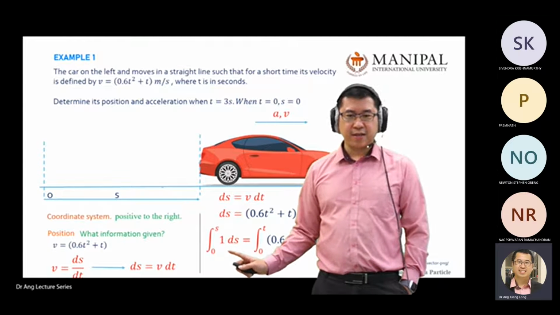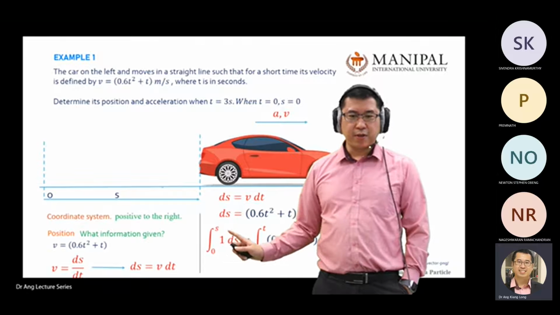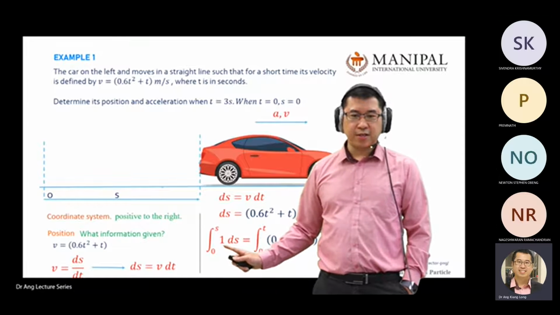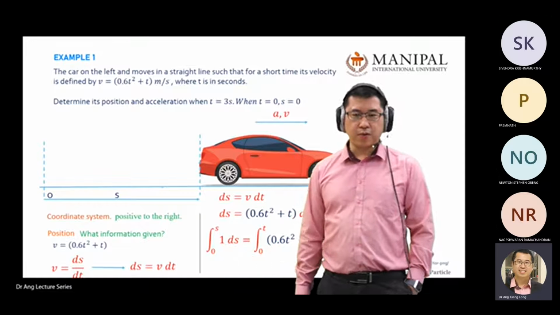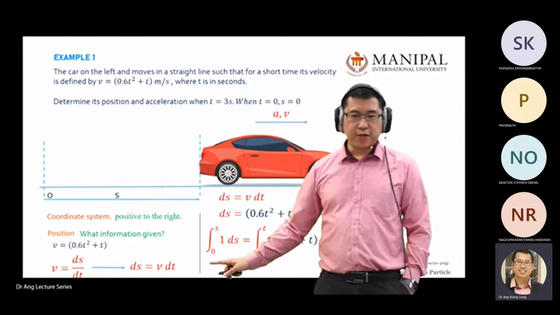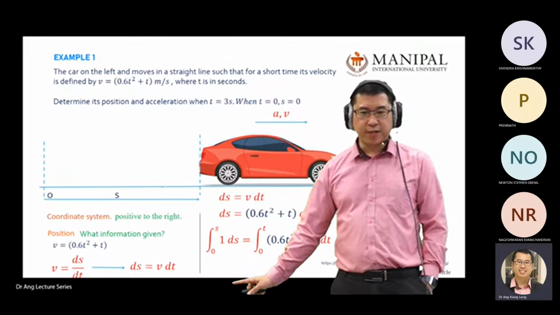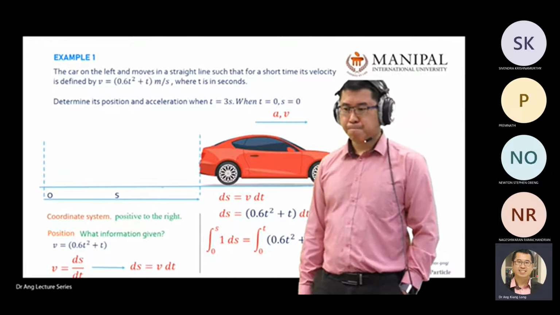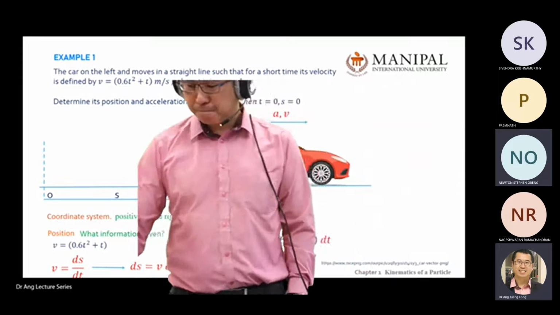Okay? When you integrate this one, what do you get? You get S. 1 will become S. And then you limit from S to 0. The mathematic operation will be S minus 0. That's why you get S. You guys get that? Yes, sir. Yes, sir.